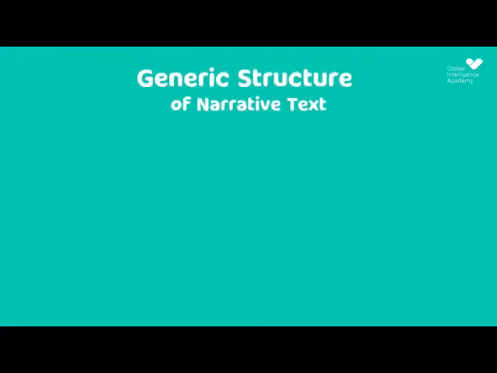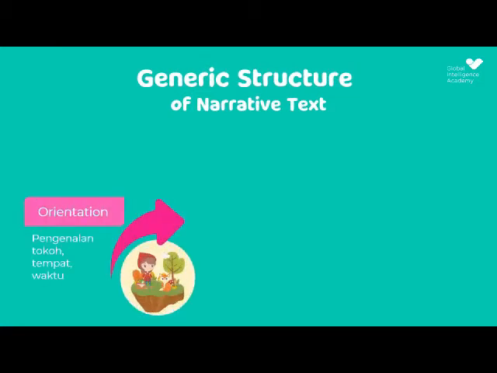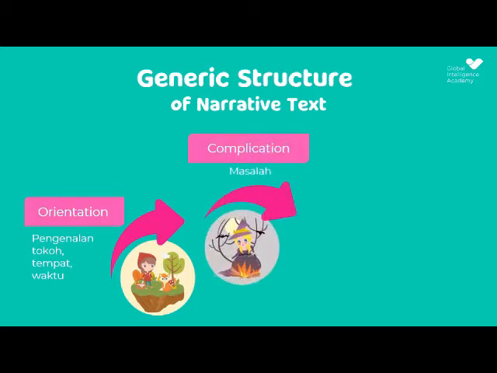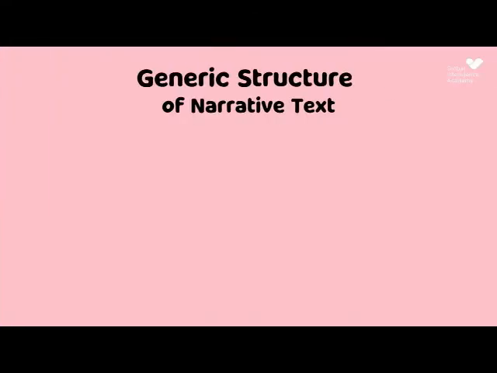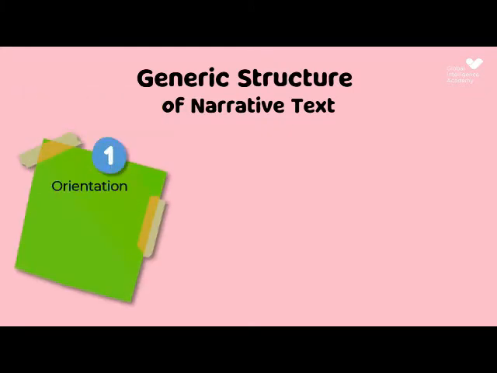And how about the structure of narrative text? The first one is the orientation. Orientation is a setting that introduces the people, the place, and the time of the story. This is the orientation of narrative text. It answers the questions who, when, what, and where.